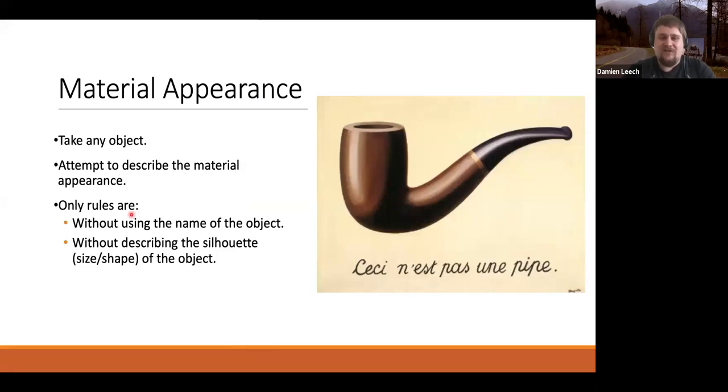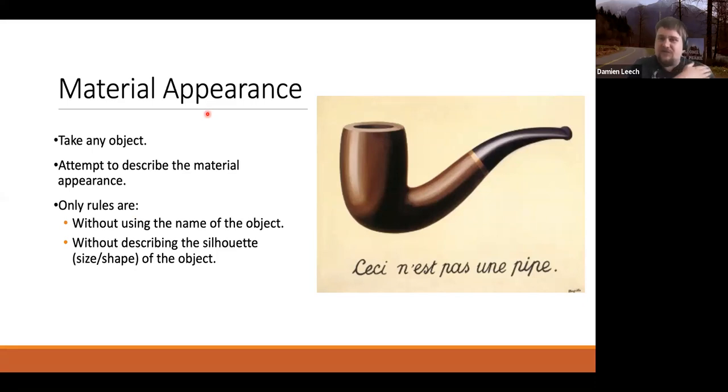The only rules are you can't use the name of the object, and you can't describe the kind of silhouette. So you can't describe the size or the shape or anything like that. What I want to know is the material. So if you were to do something like that, say for instance, again, the t-shirt, you'd probably say, okay, it's a kind of a textile.